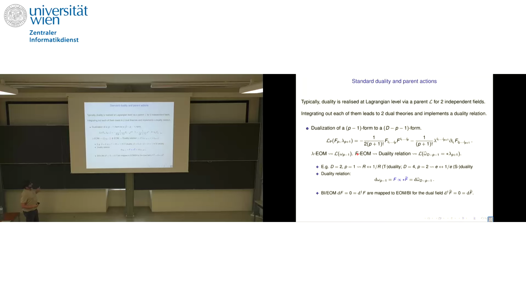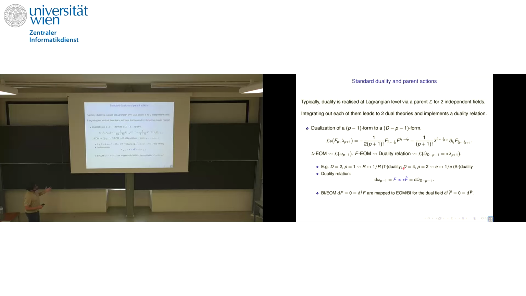When you take the F equation of motion, you obtain a duality relation. And then you solve this duality relation, you implement it back into the Lagrangian, and you find a different Lagrangian, which is in terms of a D minus P minus 1 field, which is the star of the P plus 1 form. So, for example, this is exactly what we do in 2 dimensions for P equals 1, so for scalars, and this gives us the R to 1 over R T-duality when you have a single scalar. This is also exactly what we do in D equals 4 for 1 forms, and this gives you the inversion of coupling, the E to 1 over E, let's say S-duality, so this strong-weak duality.